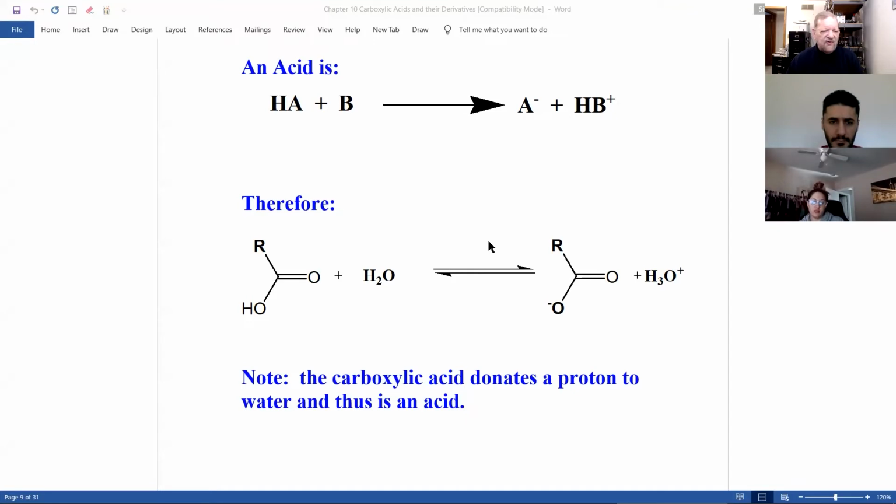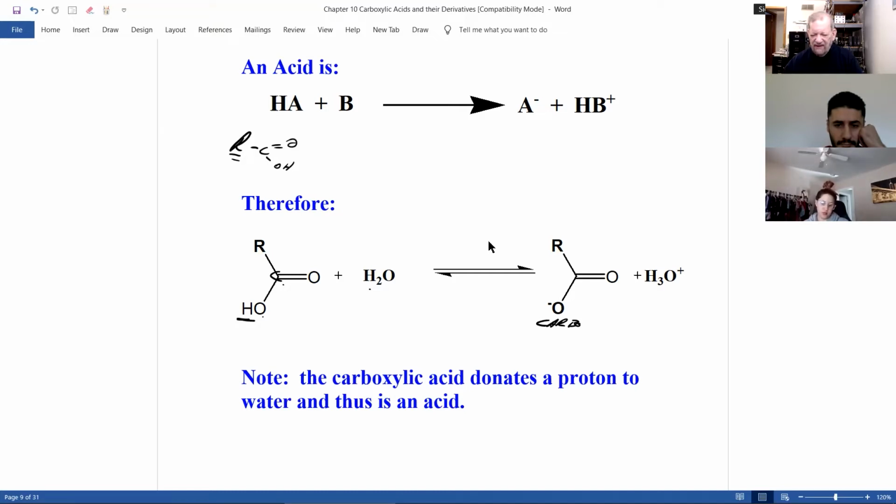Remember, a carboxylic acid has a carbonyl, a hydroxyl group, and an R group on it. And my software likes to draw that way. And remember, carboxylic acid is an acid, a proton donor. And the proton it donates is the hydrogen on the oxygen attached to the carbonyl. And if it donates it to water, you get this, which is the carboxylate anion. And we call this an acid because it donates a proton quite well.